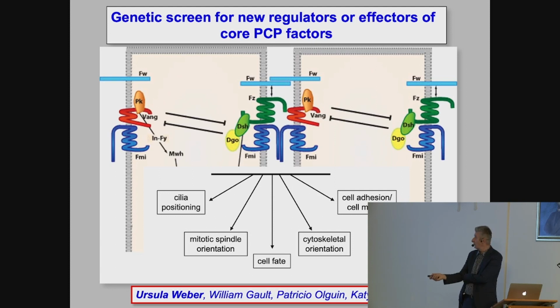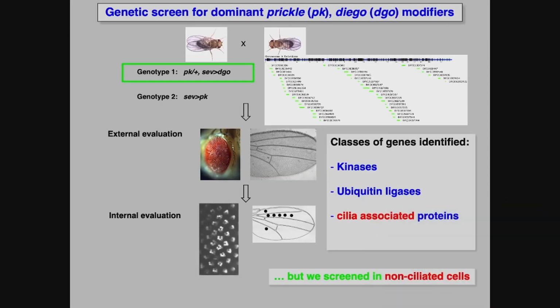So Ursula Weber designed a screen, and together with some postdocs and students, they were basically thinking, okay, if we play with Prickle and Diego by changing their levels a little bit, not too much, just a little bit, we might be able to find modifiers that would fall into a category either regulating these factors, so being modifiers at this level, or possibly being effectors in some of these tissue-specific contexts. So this is just a brief overview of the screen.